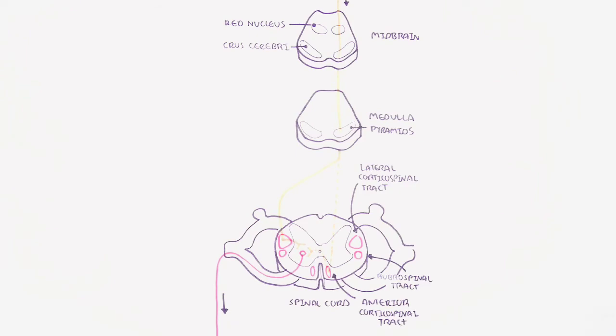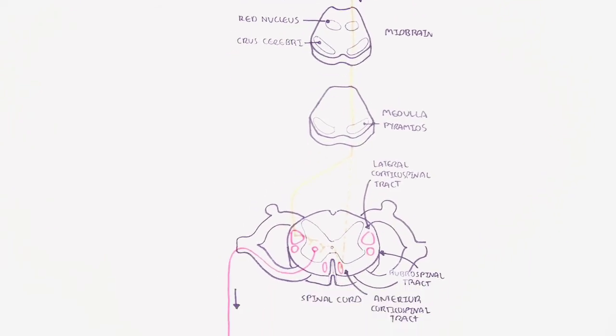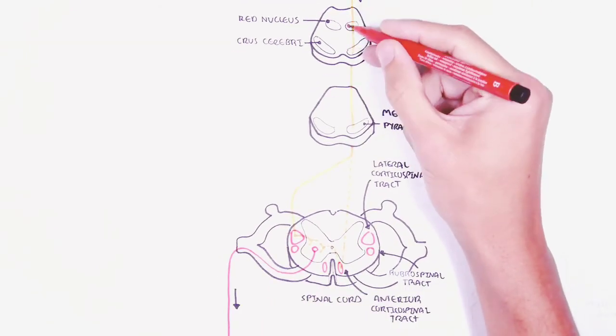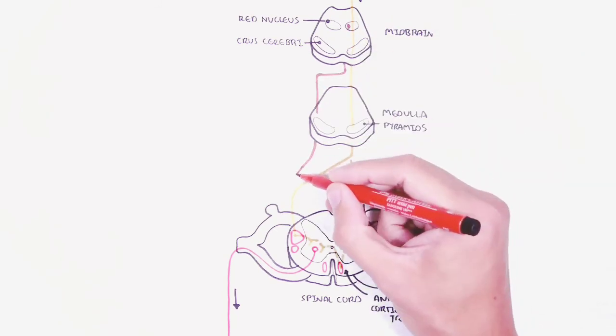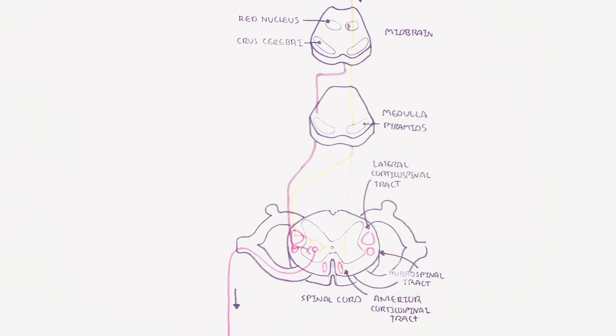Now, the rubrospinal tract originates in the red nucleus of the midbrain. It decussates and then descends in the lateral aspect of the spinal cord, where it will synapse with a lower motor neuron. The rubrospinal tract targets lower motor neurons, which facilitates muscle flexion and inhibits neurons in muscle extension.